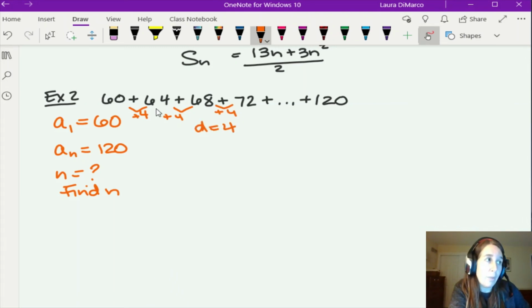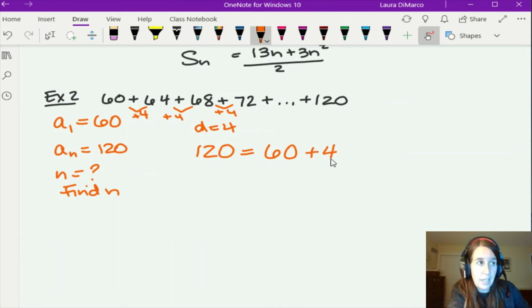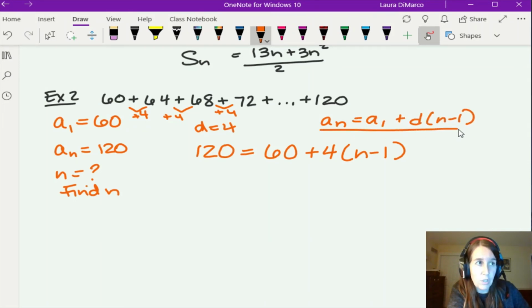So I could write a little formula for this sequence, and I think I could find n. For 120, 120 is the term, and the first term is 60, and then we do plus d times n minus 1. This is just a regular arithmetic formula: a sub n is equal to a sub 1 plus d times n minus 1. I'm plugging in that 120, because then I can find out which term it is. Sorry, it's not the 120th term. It's the term that is 120. So I could just subtract this over. So 60 equals 4 times n minus 1. I could divide by 4, which would be 15. So 15 is equal to n minus 1, add 1, so n is 16.